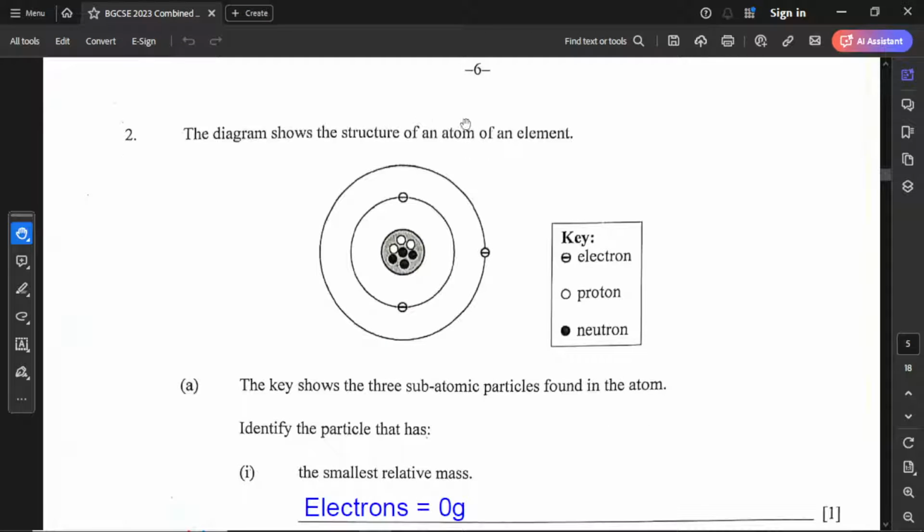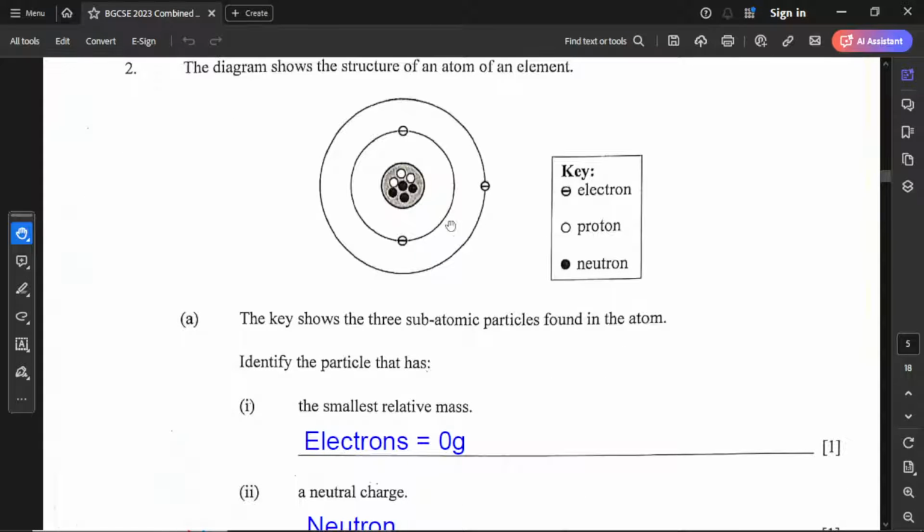All right. And even by the statement, just to make a note here that atoms make up elements. All right. So an element is made up of the same kind of atoms. All right. Just to make mention of that one. All right. So for part A, the key shows the 3 subatomic particles found in the atom. And so we have electrons, notice the little line through it.